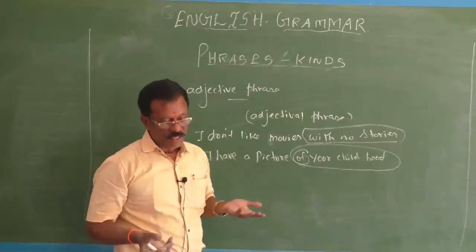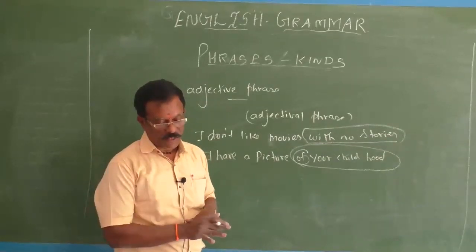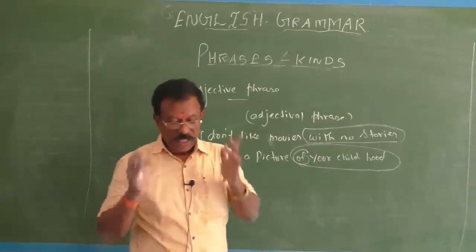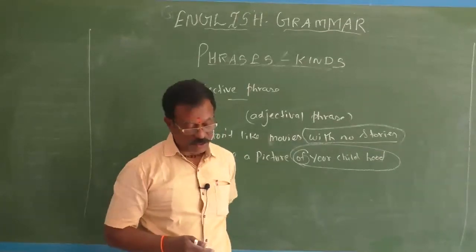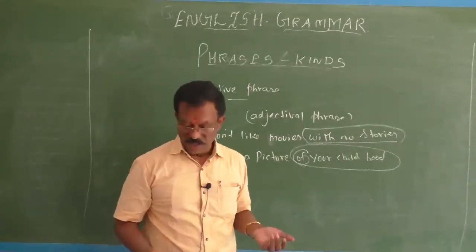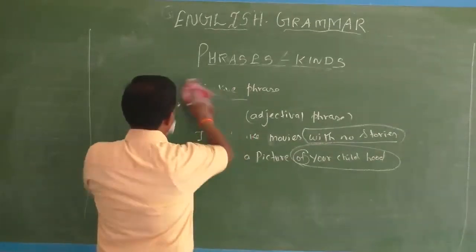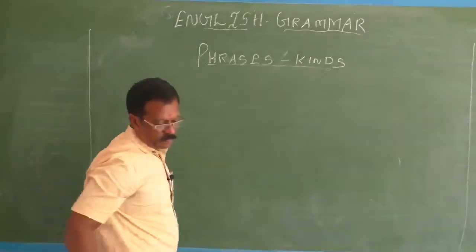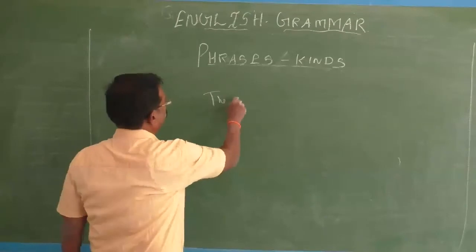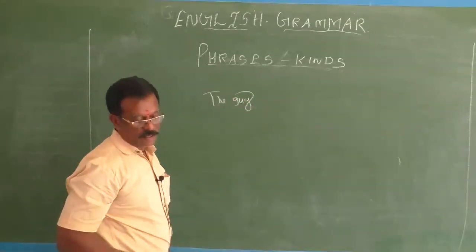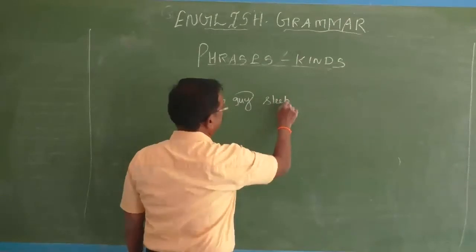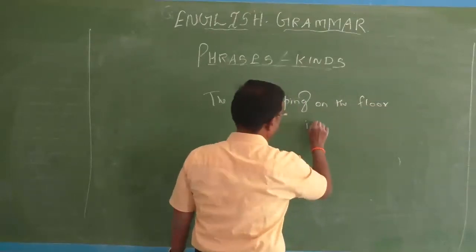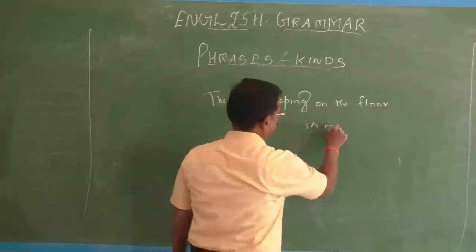Okay. Sometimes it may begin with a participle. How? See, in such cases, an adjectival phrase may be introduced. The guy sleeping on the floor is my friend. For example, I'll give you that example also. The guy sleeping on the floor is my friend.